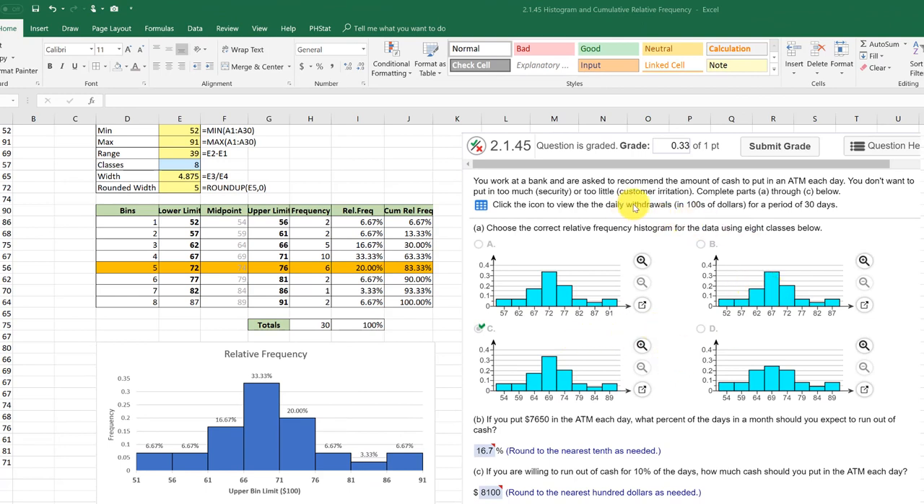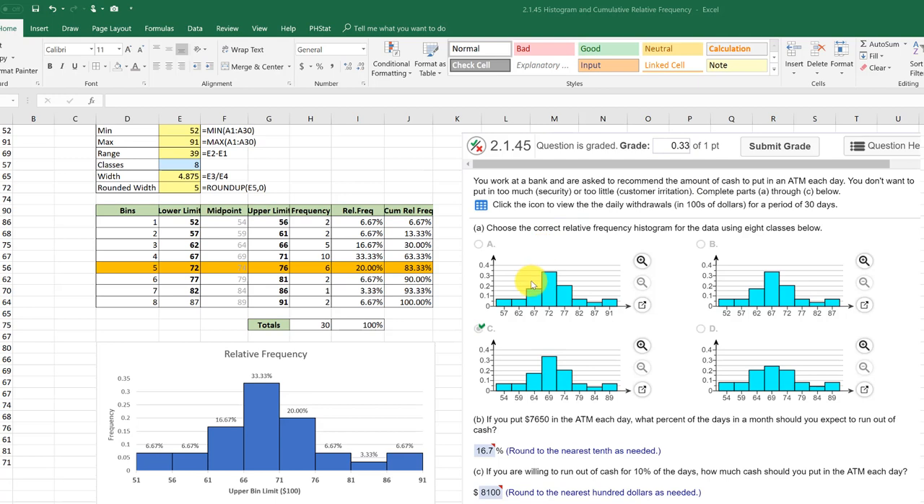I got some more information about this problem in the last video, in which we constructed a relative frequency distribution histogram using the data for these daily withdrawals in $100 from an ATM. In the problem, you're to assume you work at the bank and you are asked to recommend how much cash to put in the ATM each day. Of course, you don't want to put in too much, somebody might rob you, or too little, customers get upset if they can't get their money.